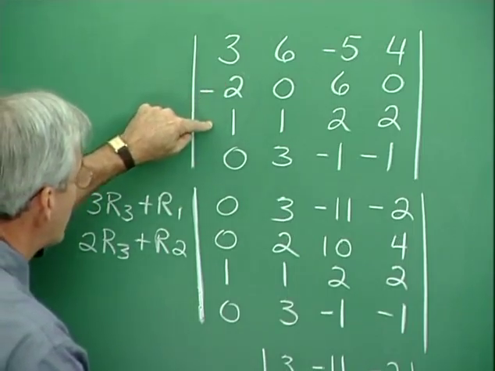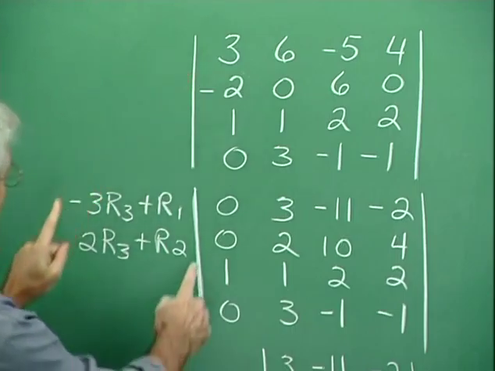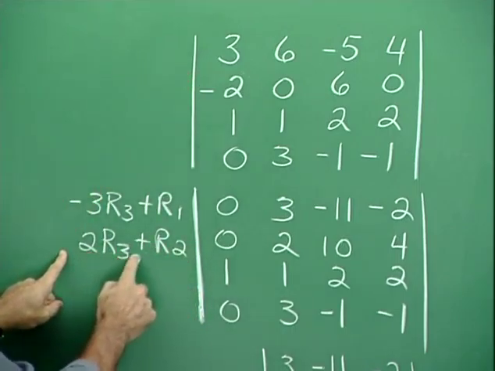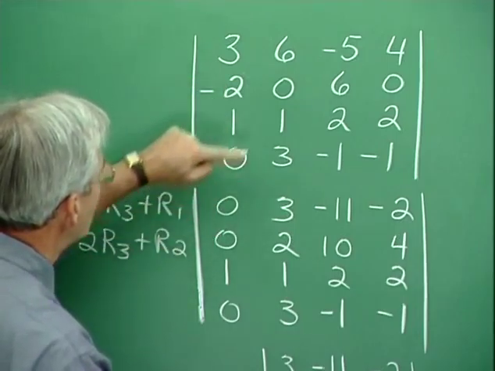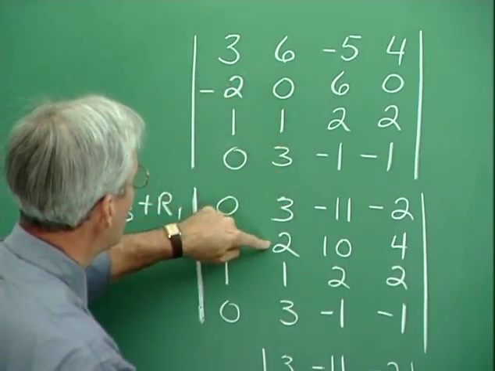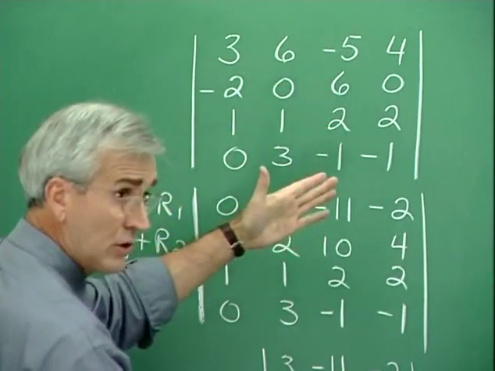It would be 2 times row 3 plus row 2. So we indicate what we're doing here. 2 times row 3 plus row 2. That's 2 times 1 is 2 with negative 2 is 0. 2 times 1 is 2 with 0 is 2. 2 times 2 is 4 with 6 is 10, and so on.